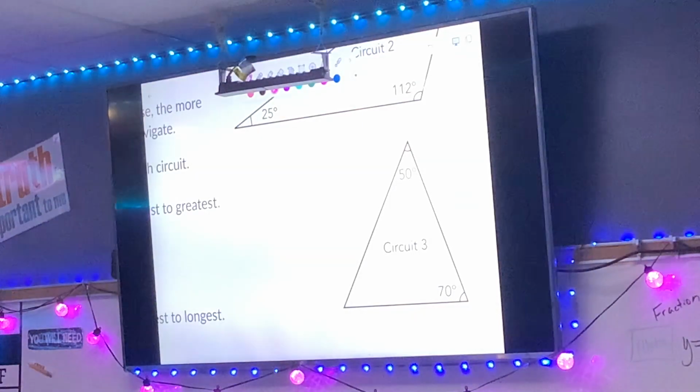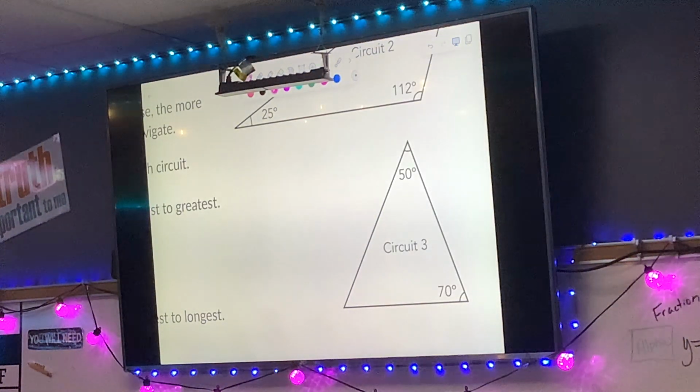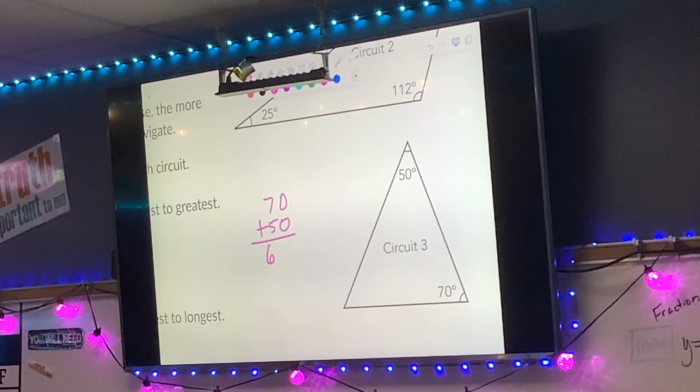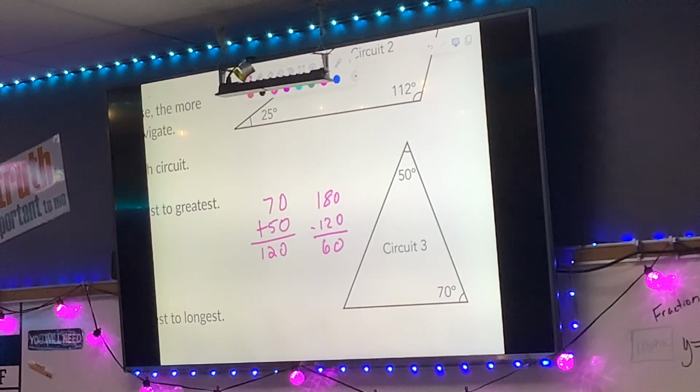I didn't say answer out loud. I said working. What are you adding? 70 plus 50. What do you get? 120. And then I subtract from 180, and I get 60.